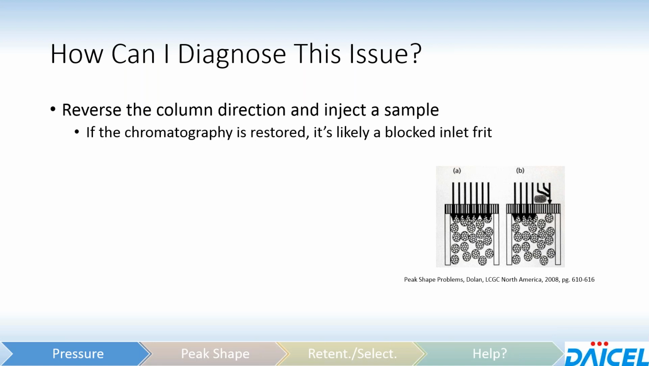So if you were to reverse the flow of the column, the splitting that occurs as a result of the two different portions coming through the inlet frit, it's not exacerbated over the whole entire length of the column. It's just the short portion that comes out from the outlet into the detector. So usually the chromatography can be restored. If it's not restored, then likely it's something else.